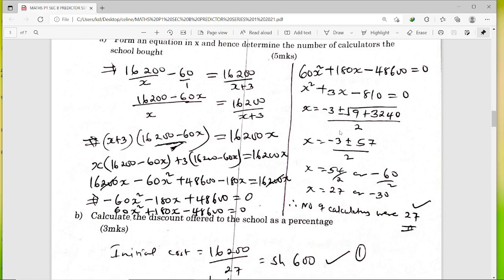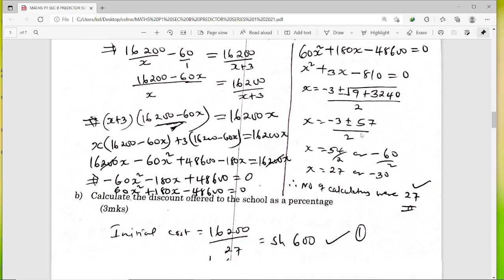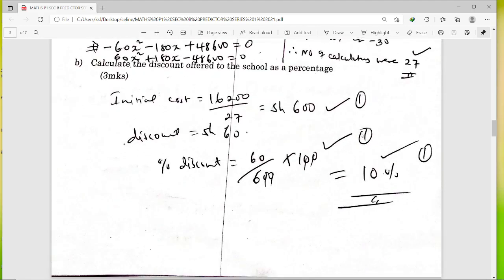That is what we are asked to find, and that is what you are supposed to do. Then the next question is that we can get the discount offered at the school as a percentage. The initial cost was 16,200. That is 16,200 over 27, or over x, of course, which was 27, gives you 600, and there was a discount of 60. So the percentage discount is 60 over the original times 100, and that gives you 10%.